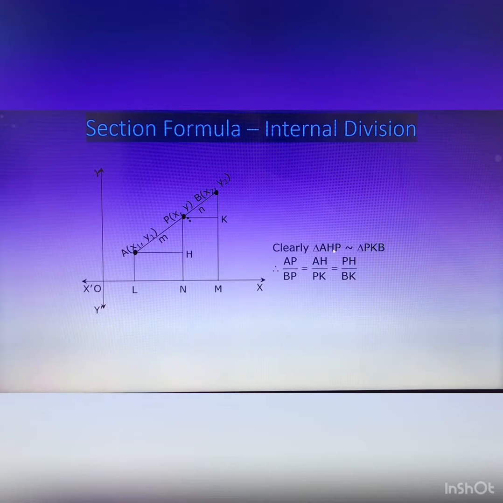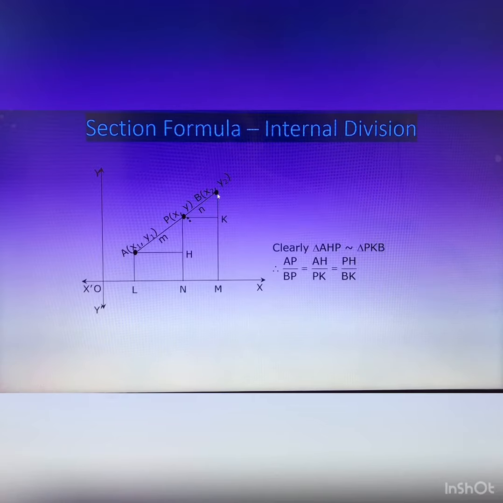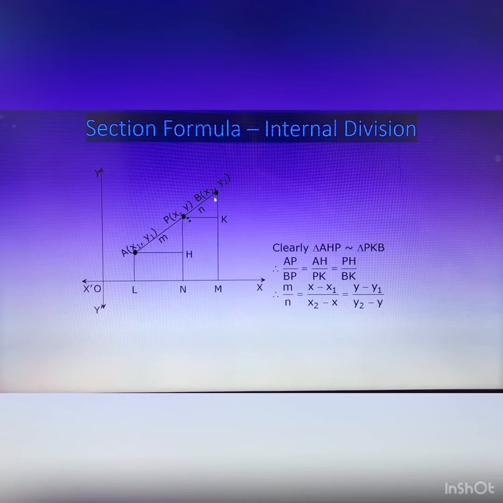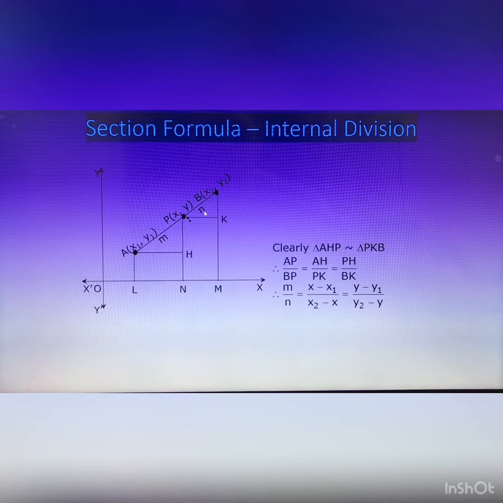If these two triangles are similar, then the ratio of their sides will be equal, that is AP upon PB, side of the first triangle divided by side of the second triangle. Similarly AH upon PK, that is base divided by base, and PH upon BK, altitude divided by altitude. Now the value of AP is m and the value of BP is n, because we have to divide this line segment in the ratio m:n.